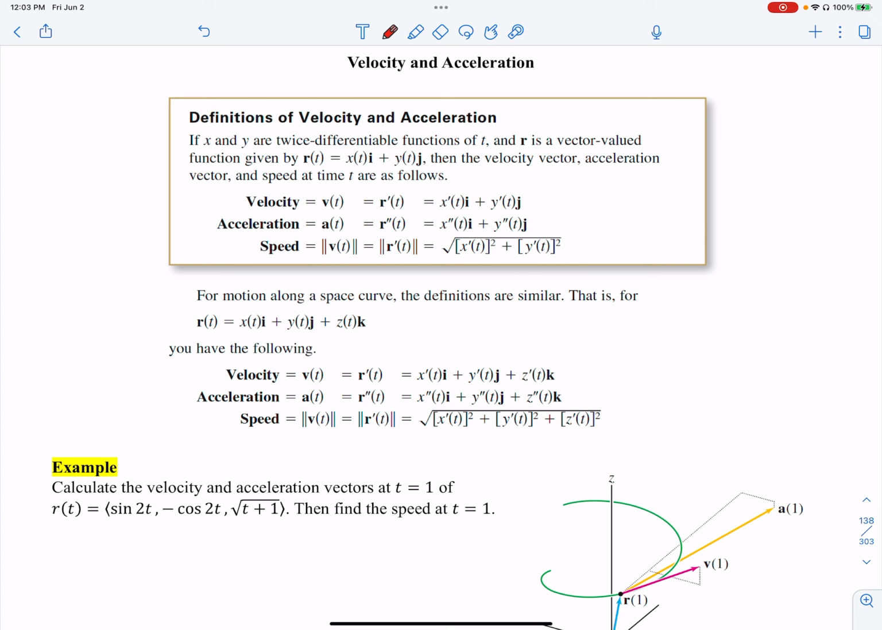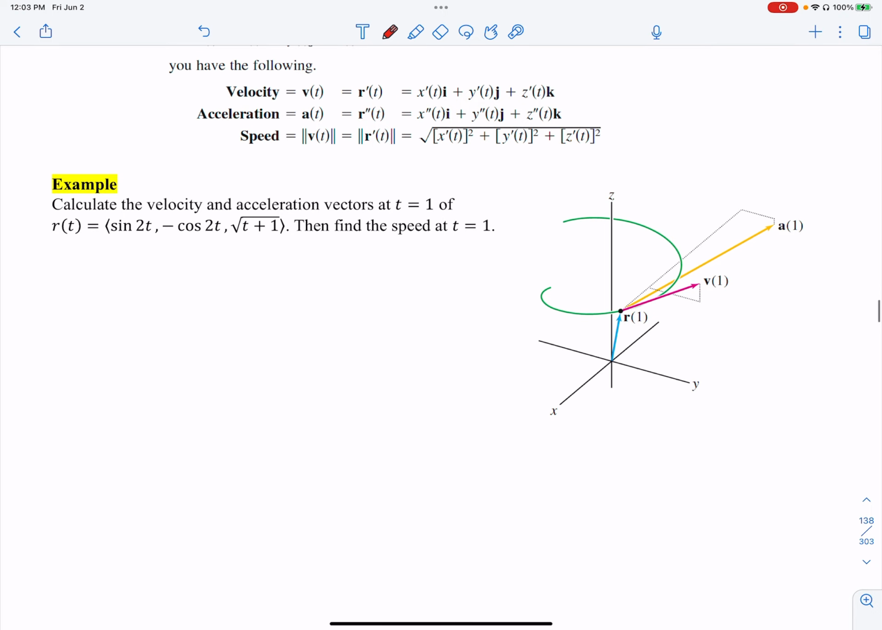This actually applies in the exact same way for vector-valued functions. So if I have a position function r, I can find its velocity at any t, I can find its acceleration at any t, and I can find the speed. Okay, so take a look. We're going to do a few examples of this. Calculate the velocity and acceleration vectors at t equals 1 of that, then find the speed.